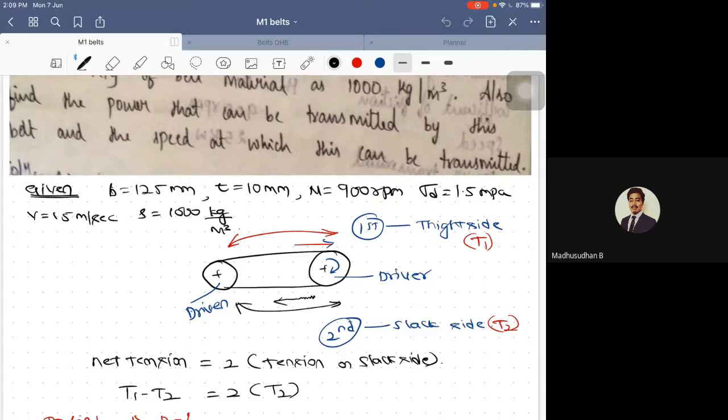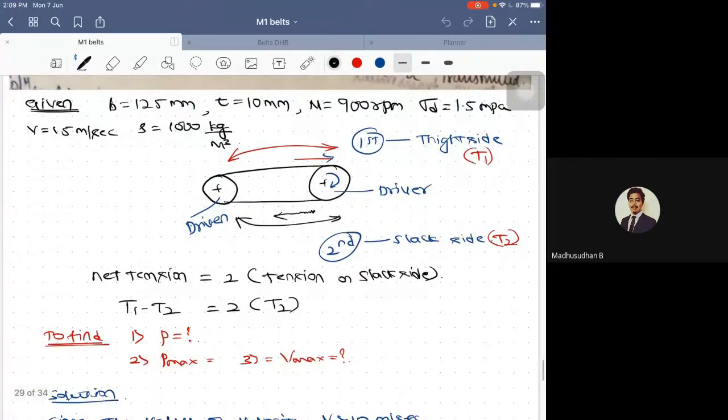So we followed that particular sentence and framed this equation, which says T1 minus T2 is equal to 2 times T2. Okay. So first we need to find the power that can be transmitted. And next we have to find the maximum amount of power that can be transmitted, and the maximum velocity of the belt that can be achieved. So these two things we need to find out. So let us see how to solve this problem. This is very easy. We just need to compare the equations.